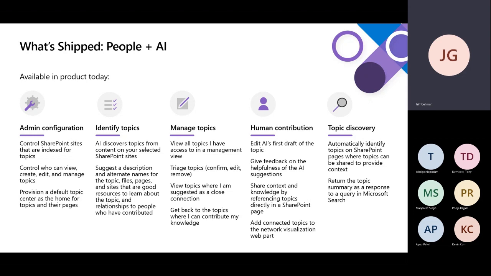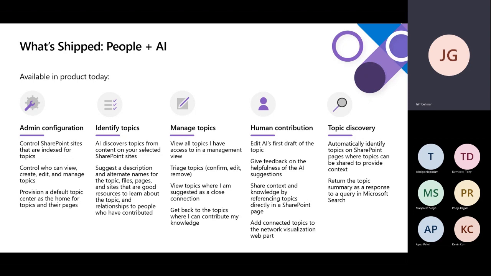Then human contribution is a big piece. As mentioned earlier, much like a Wikipedia kind of thing, the AI is kind of the first draft of the topic. And then you as an individual, if you have the permissions, you can contribute to that topic. You can edit what the AI has done. You can enhance it with your additional information. You can give feedback on the helpfulness of the AI by making suggestions. You can share context and knowledge by referencing topics directly in a SharePoint page.